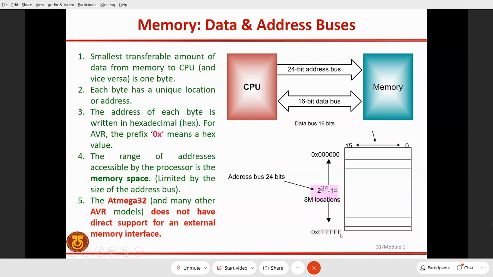So this is how you represent the memory location. If it is 24 bits, you can arrange it from 000000 until FFFFFF. So how many locations are there? To find the number of locations in the memory, you need to change it into decimal. So please remember.